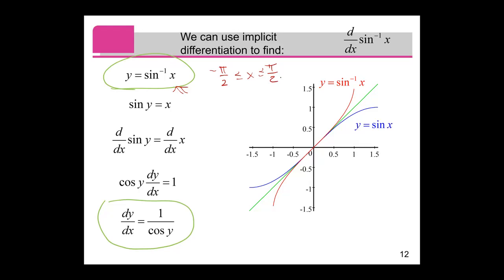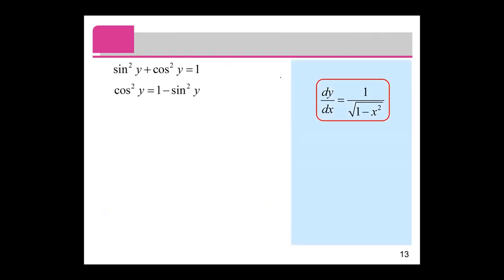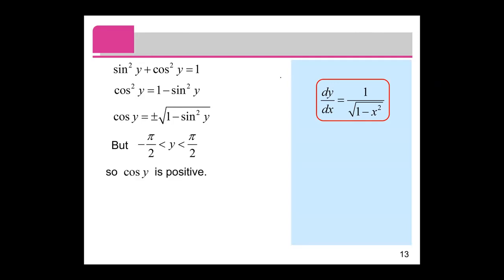Does everybody remember that those are the bounds for the inverse, right? So we're going to use that and say, because it's between negative pi over 2 and pi over 2, which on our unit circle is the right side, that means all my cosine values are positive. So I don't need the plus or minus. It's all positive. Okay? Does that make sense?